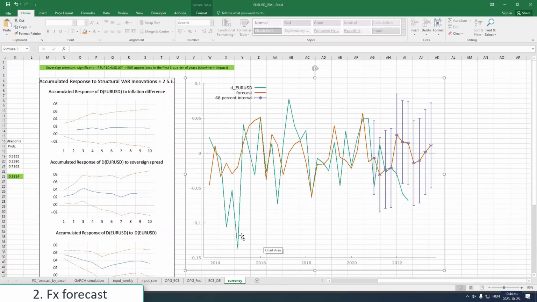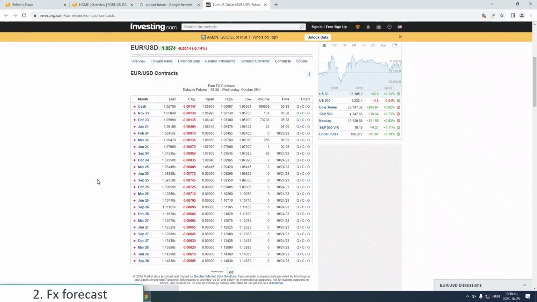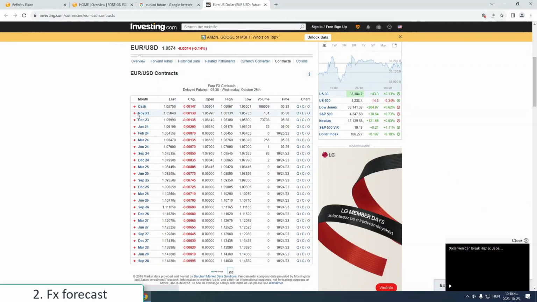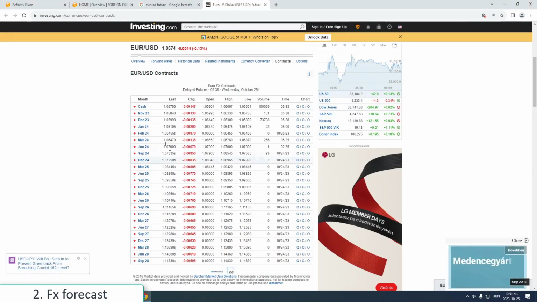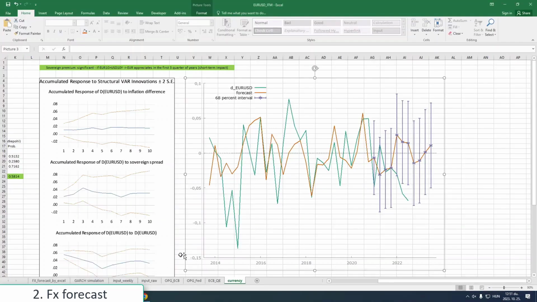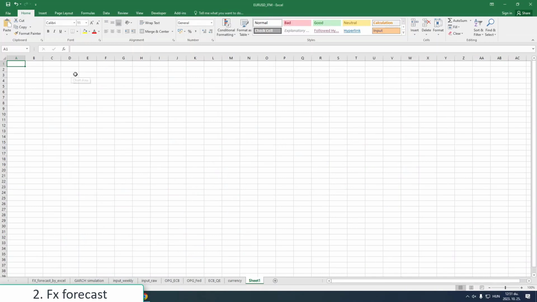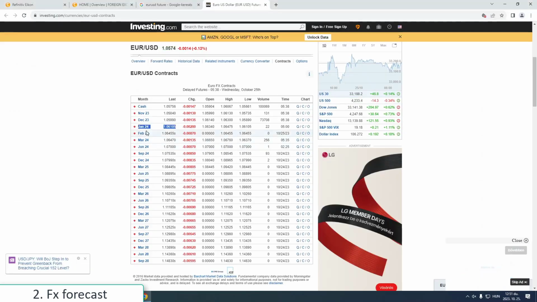So let's just use them. What we can use, let's go for investing.com, because at least they have nicely available data for us, so we just have to copy the last known data. I don't want to sign up, come on. Okay, January. Okay, let's say March.